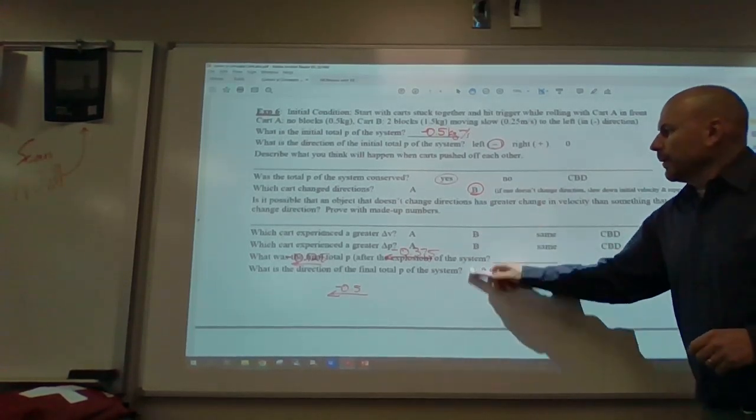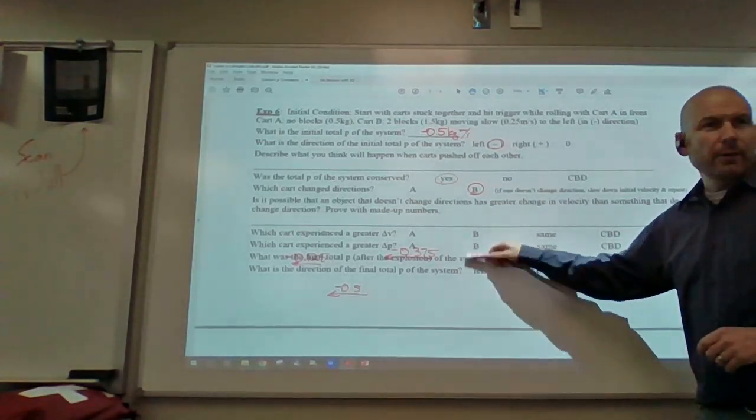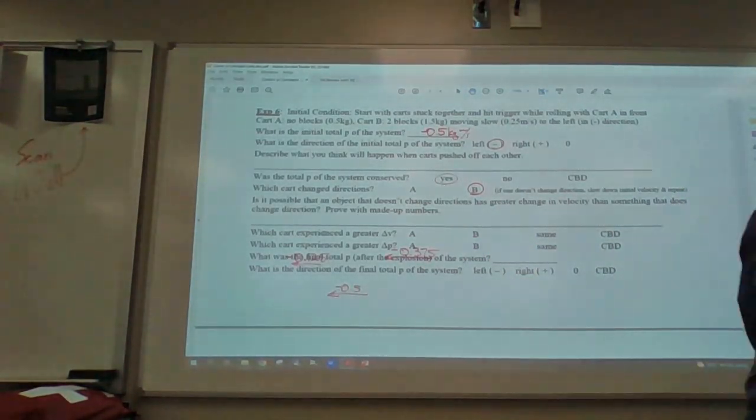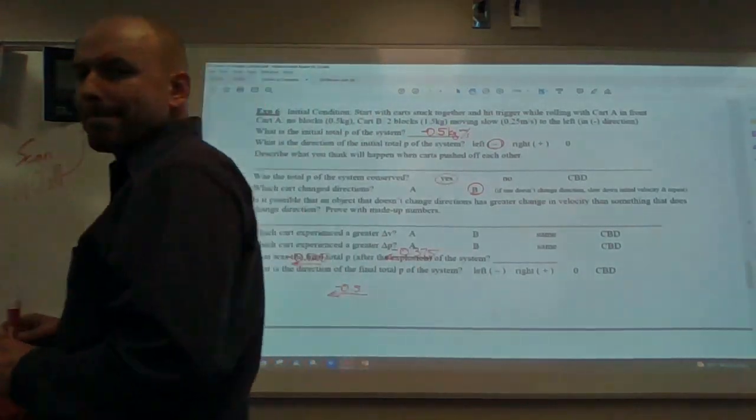So circle the rest of these, or do the rest of this. Side 3.